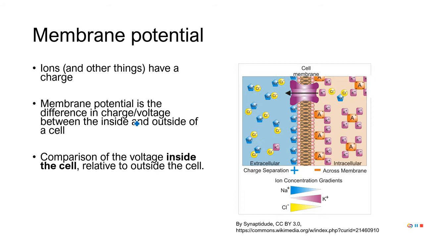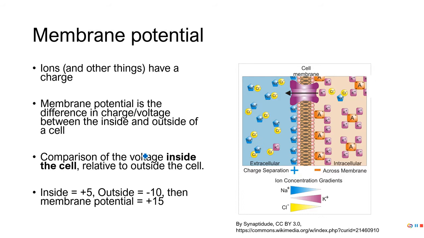So we're basically taking the charge of the inside and subtracting the charge from the outside. For example, if we have plus 5 minus minus 10, 5 minus minus 10 equals plus 15. This can get a little tricky at times because so many of us don't think about subtracting and adding negative numbers, especially if both numbers are negative. So if you're not sure, I would legit say, use a calculator. But it's pretty straightforward. Inside minus outside will give us our membrane potential.